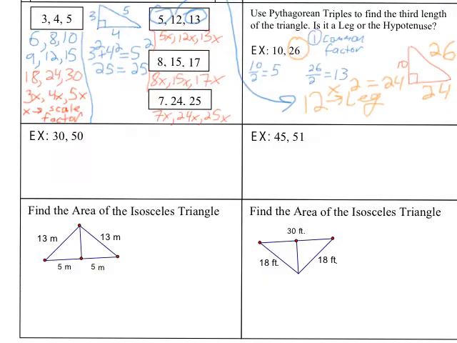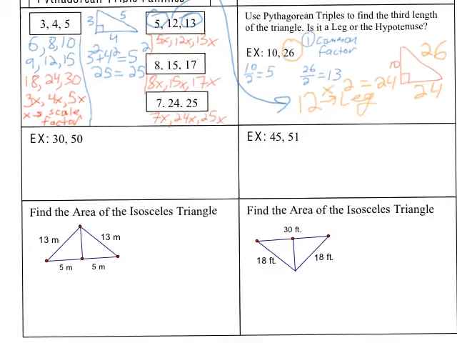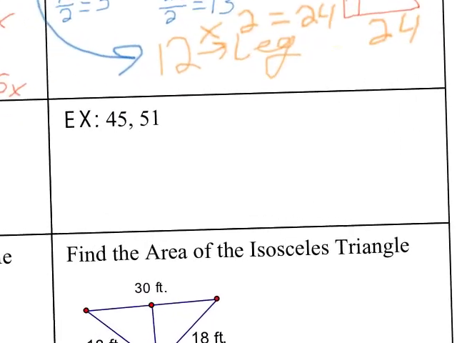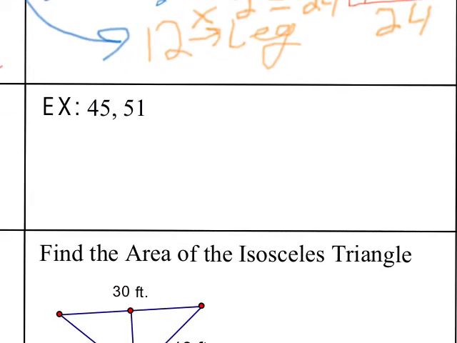Okay, I want to come over here and I want to try the 30, 50. I want you to try that one on your own. And then I want to try this 41, or 45 and 51 problem here, with you. So, once again, the first thing I do is find some sort of factor that goes into both 45 and 51. I think they're both divisible by 3.